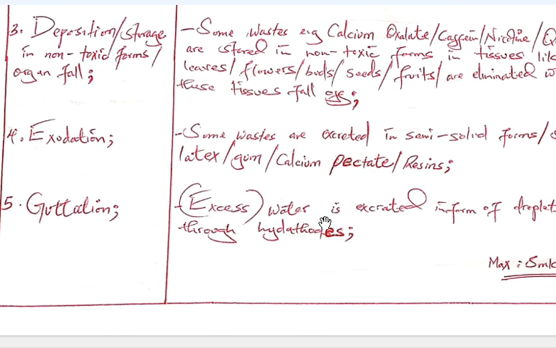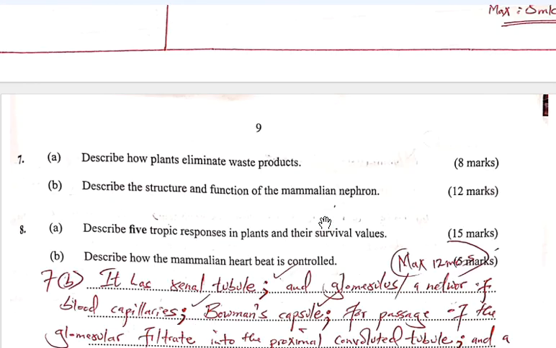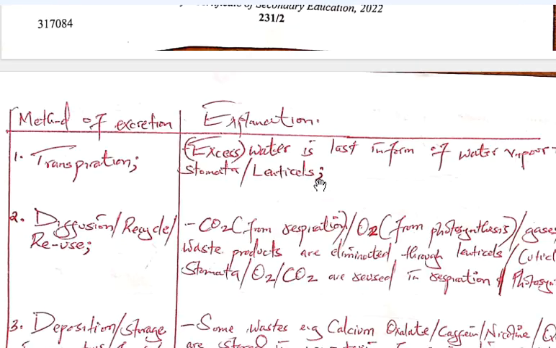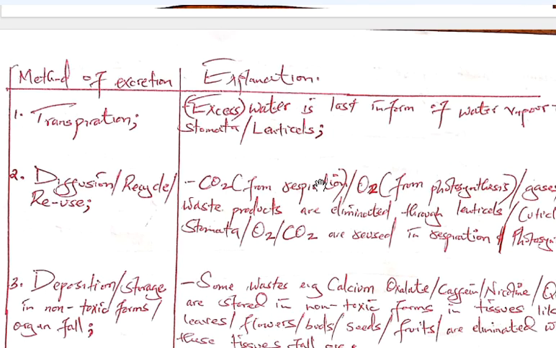Then essay questions: part A, describe how plants eliminate waste products, and part B, describe the structure and function of the mammalian nephron. Let's look at how plants excrete.